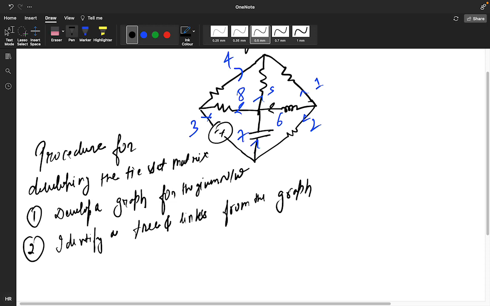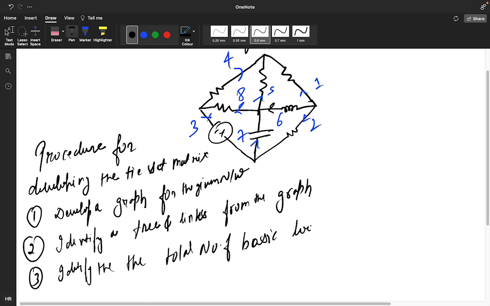Then identify the total number of basic loops or fundamental loops. So what is this? I will tell you. Identify the total number of basic loops and fundamental loops. Okay, basic loops you can say, or fundamental loops.